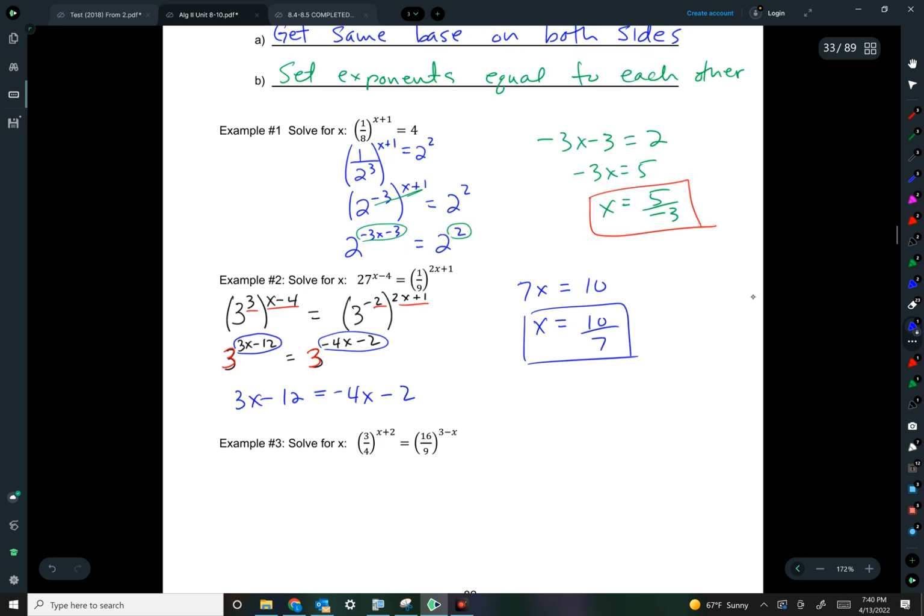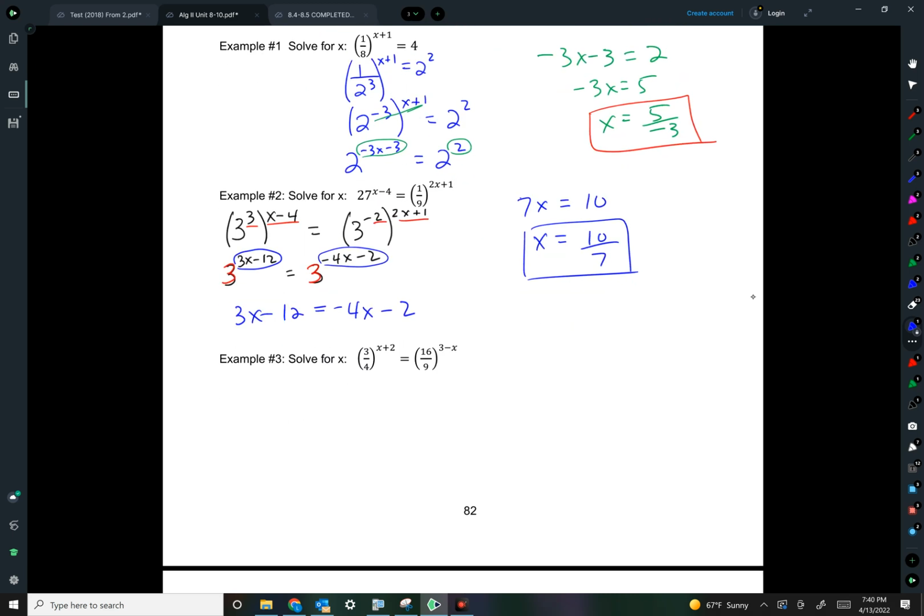Okay? So one more. Ooh, notice I've got fractions on both sides. Well, the 3 and the 4, there's nothing I can really do with that. So I'm going to leave the left-hand side, 3 over 4 to the x plus 2. Okay, I may not know exactly where it's going yet. I do know that 16 is 4 squared and 9 is 3 squared. And that's being raised to the 3 minus x. And notice, since they're both being squared, I could think of that parenthesis.